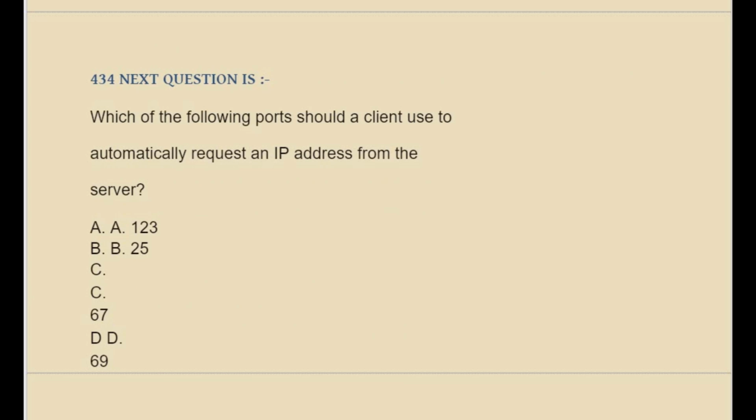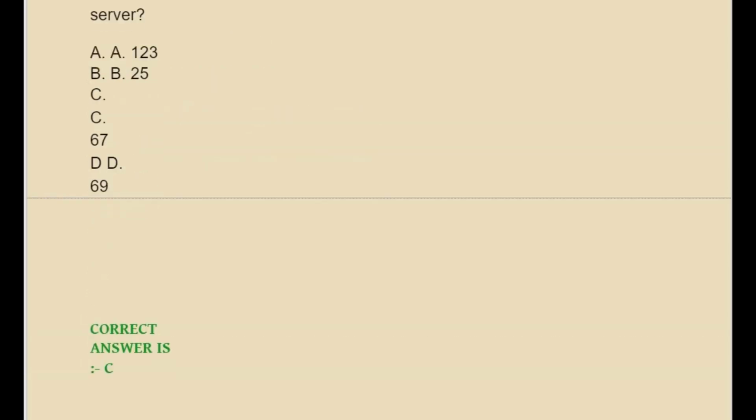Question is, which of the following ports should a client use to automatically request an IP address from the server? Option A, 123. Option B, 25. Option C, 67. Option D, 69. Correct answer is option C.